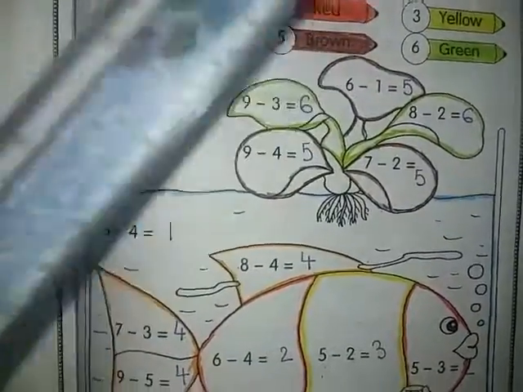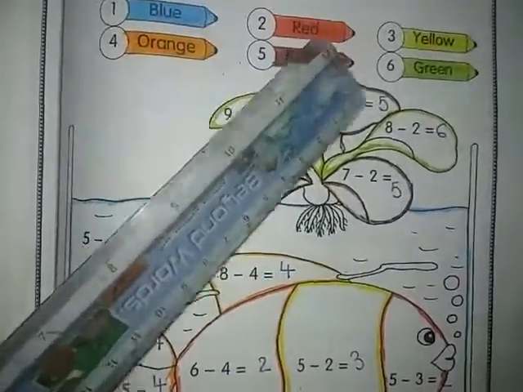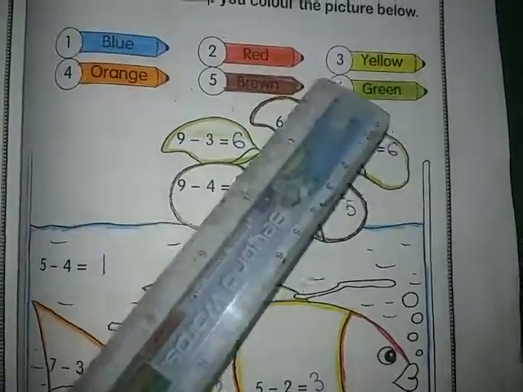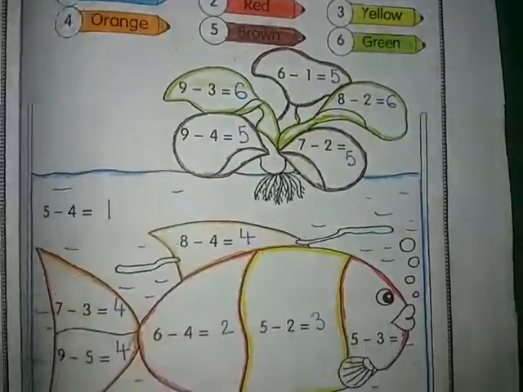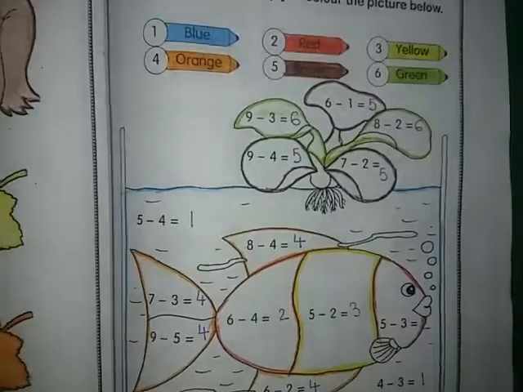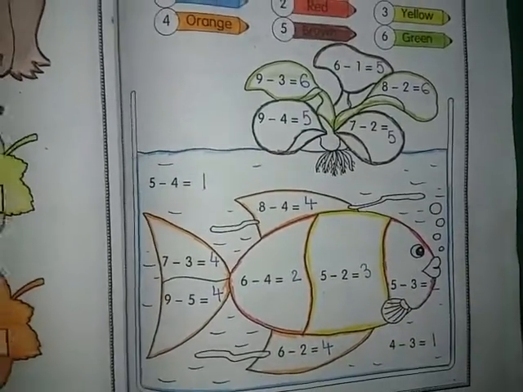Now, 5, brown. This one, and this one. So we have to color these parts brown. Now, green, 6. This and this one is 6. So we have to color these 6 green.